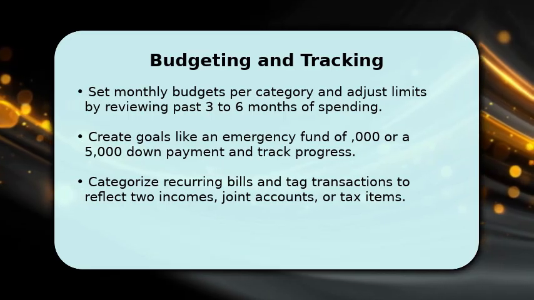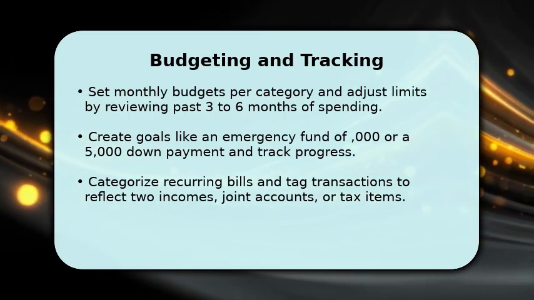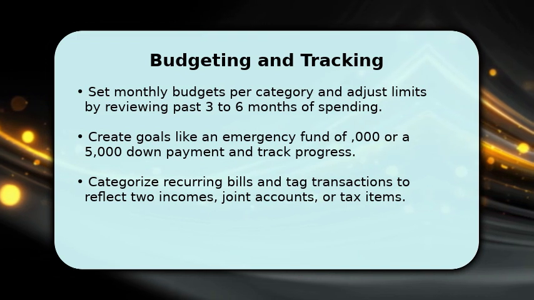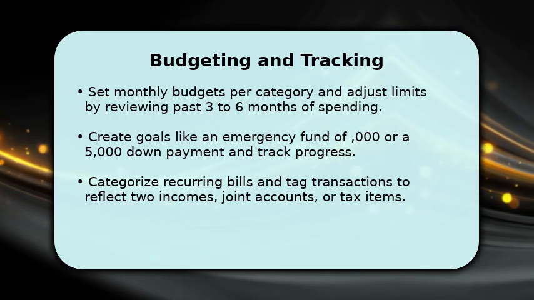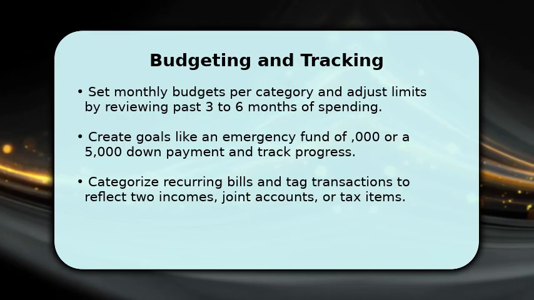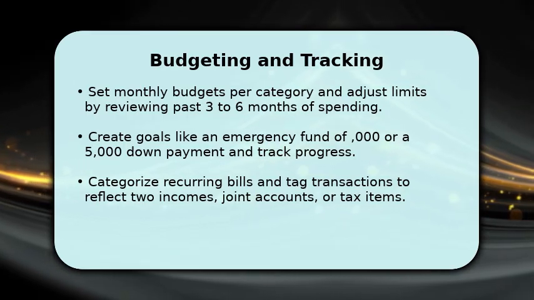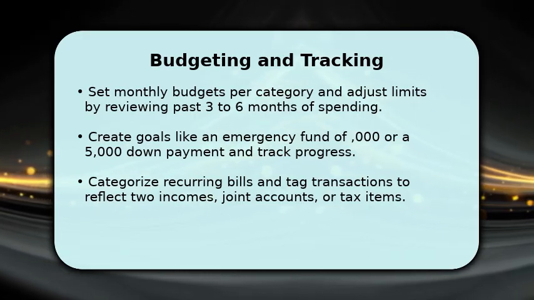Create goals like an emergency fund of 000 or a 5,000 down payment and track progress toward each goal. Categorize recurring bills and tag transactions to reflect two incomes, joint accounts, or tax items for clarity. Use alerts and reminders for upcoming bills and overspending at 80% or 100% thresholds.